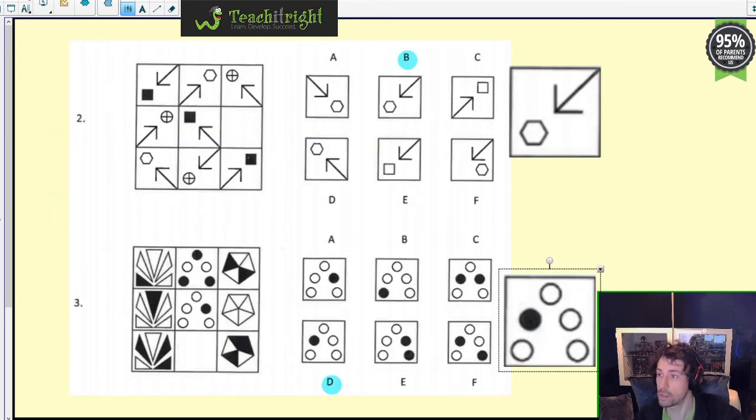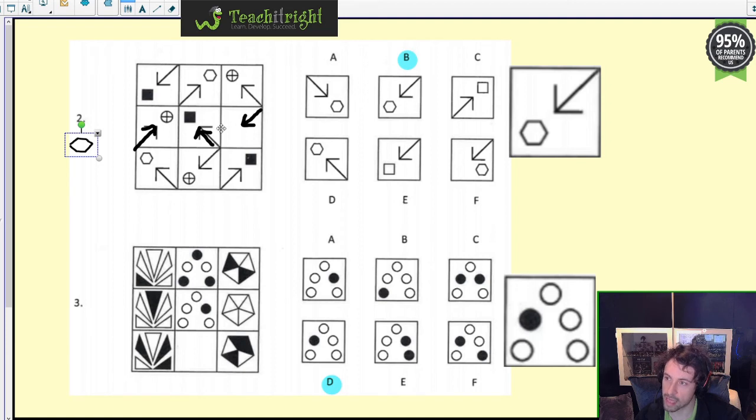Number 2, well, it's pointing in this direction, then this direction, so it's rotating around the outside in an anti-clockwise way, so it now needs to be in this direction. Again, I notice there's 1, 2, 3 squares. There's 1, 2, 3 circles with a cross, so I guess I'm missing a pentagon. Sorry, hexagon, 6-sided shape.